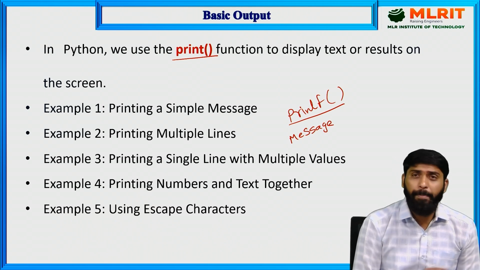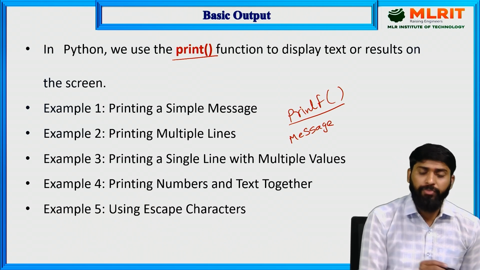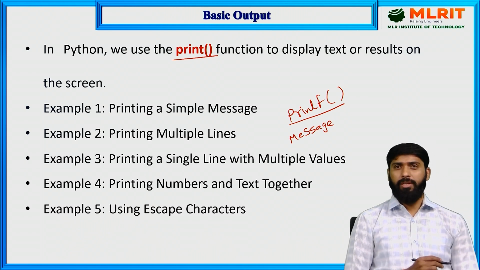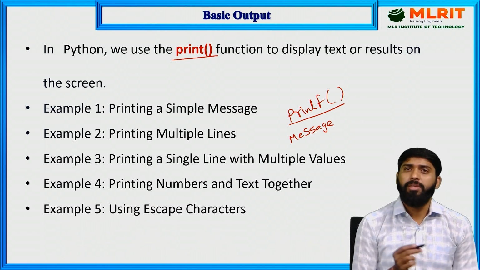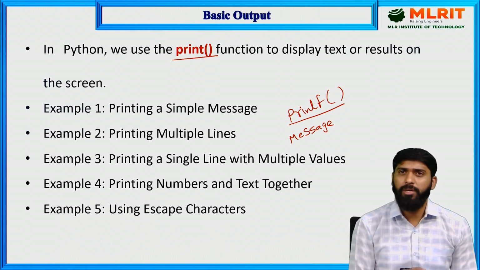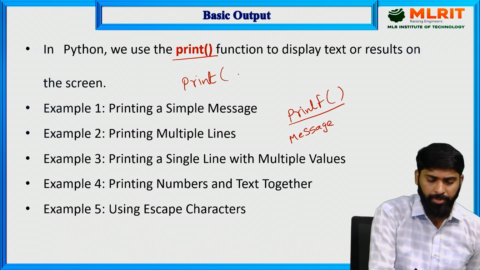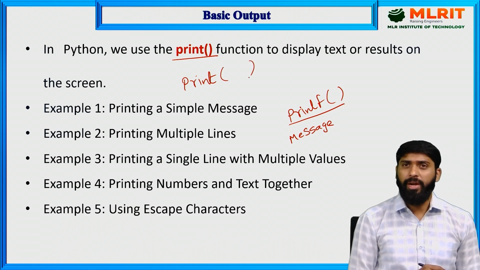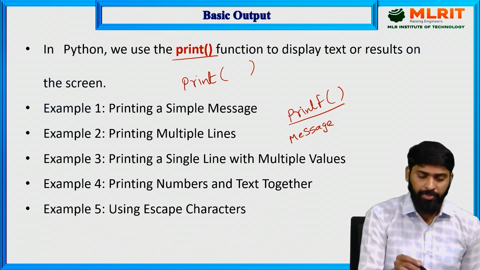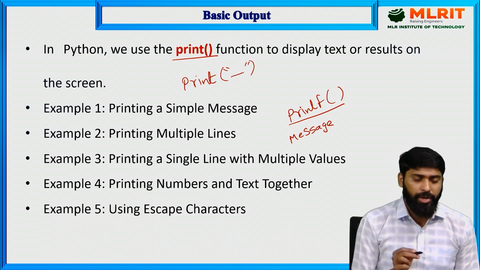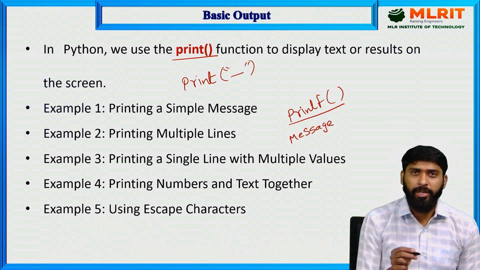Okay, in Python we use the print function to display text or results on the screen. So for example, my name is Varada Rajkumar. How do I print this data onto the monitor? Simply use the print function. Print. In this print, I am going to write my name in double quotation. That's it. Okay. So now we are going to see some examples related to this print function.